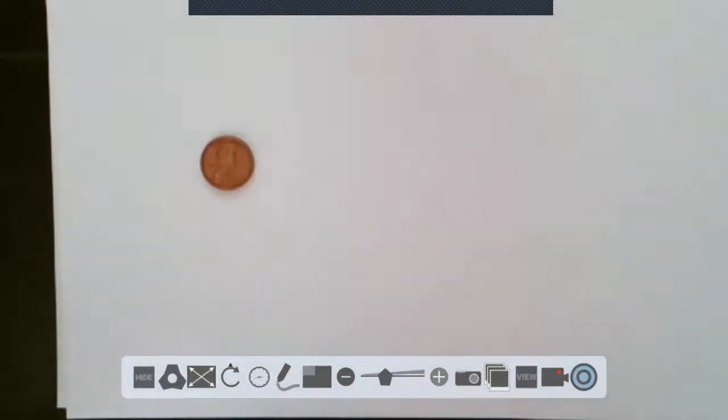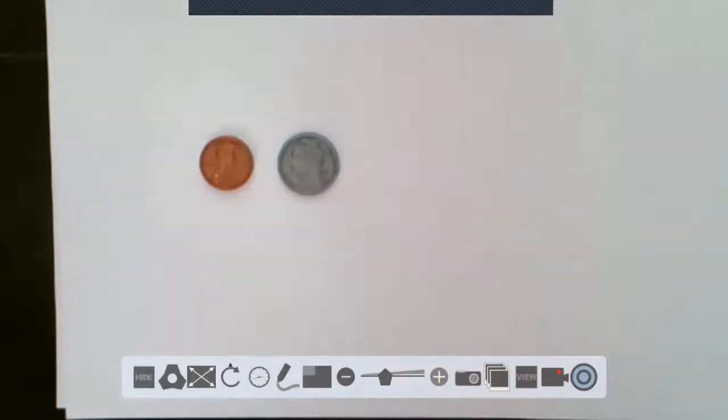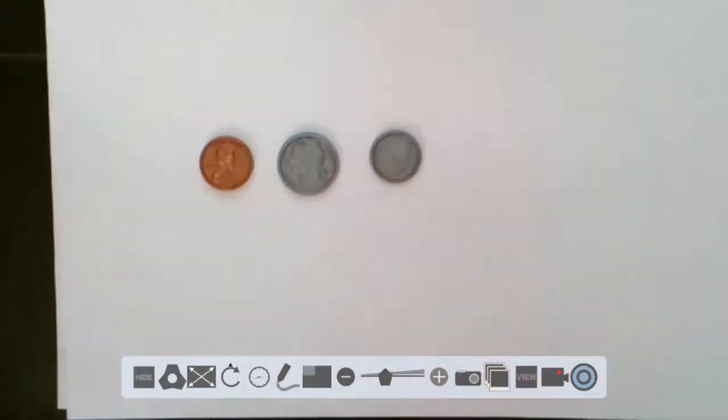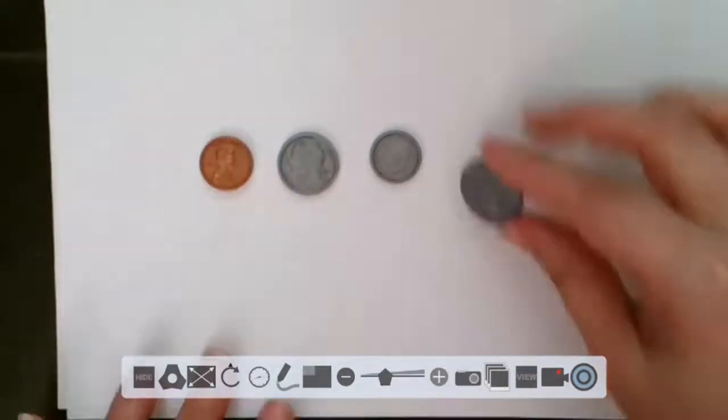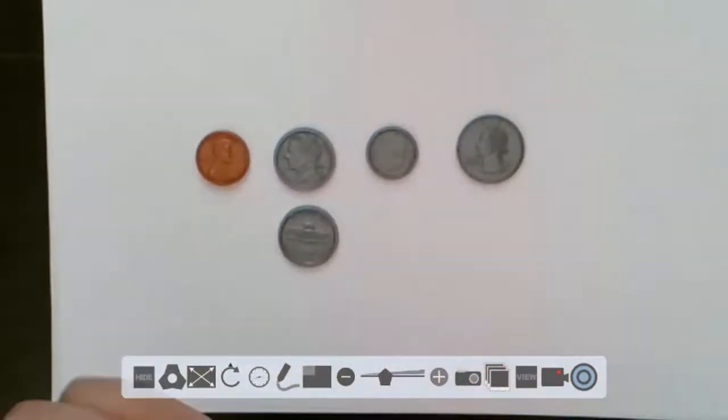So I have a few different things here, and I'm going to zoom in a little bit more so that we can see better. All of our different coins that make up the United States currency. The currency is the type of money that we use to buy things. So I'm going to show you the front and the back of each coin, just so you can see what those look like.